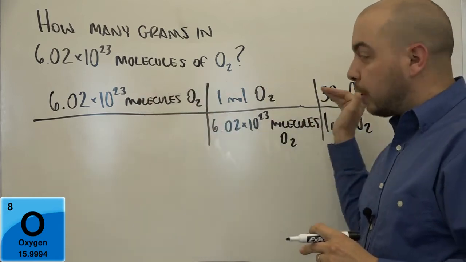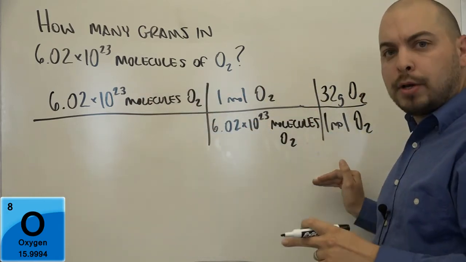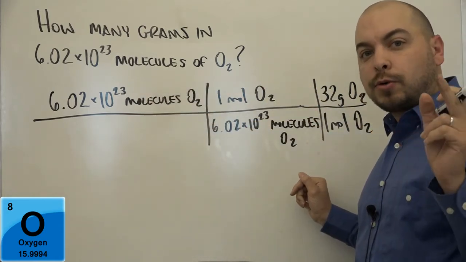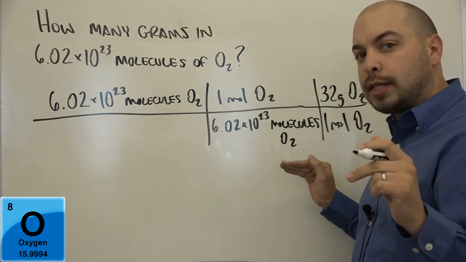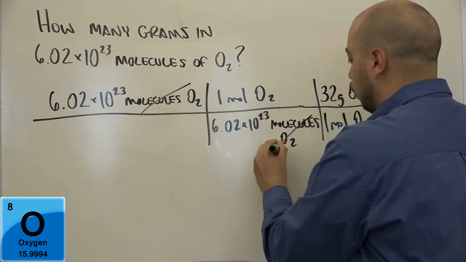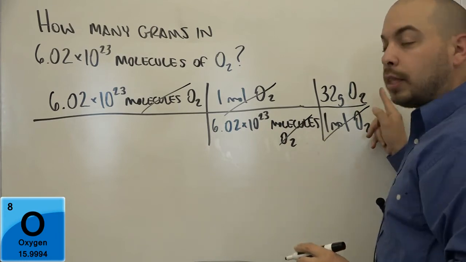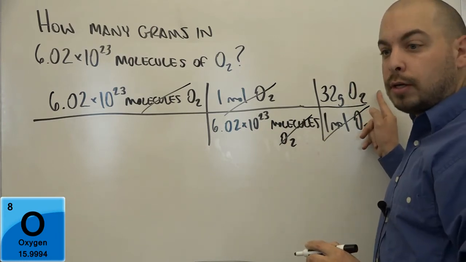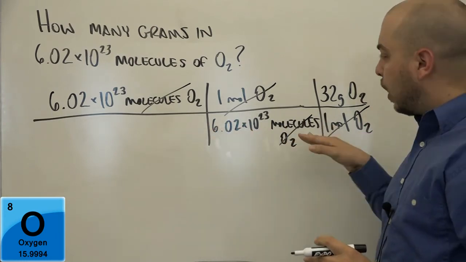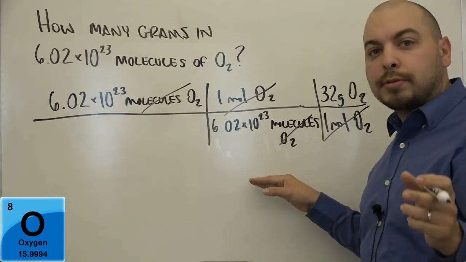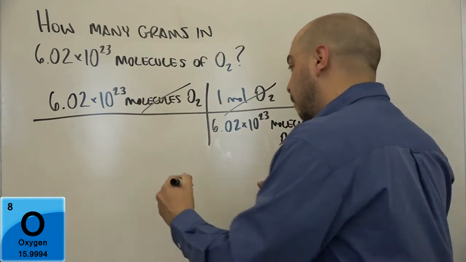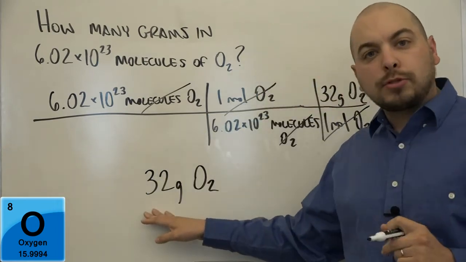As always, we multiply across the top and divide across the bottom. We check to make sure our answer is in the correct units by canceling every other unit that does cancel, leaving us with just grams of O2. As a result, we find our answer here is going to be 32 grams of oxygen, O2. So there you go.